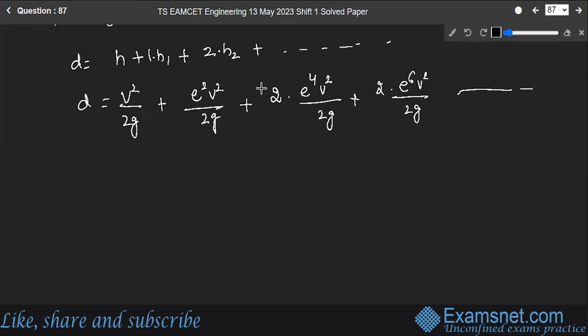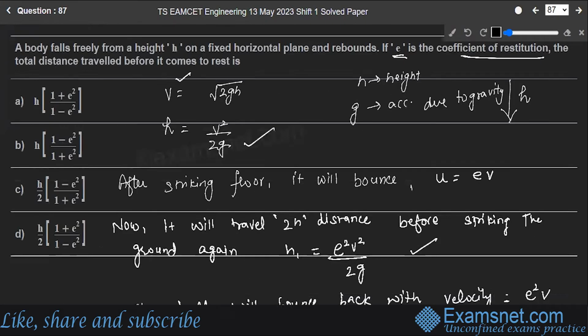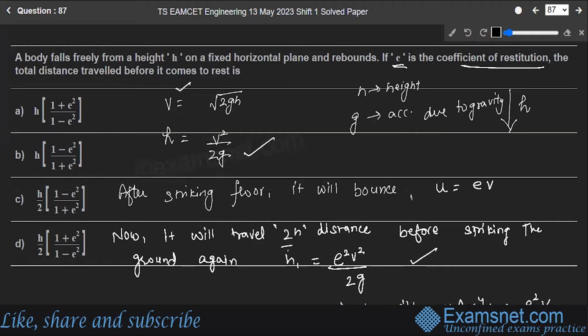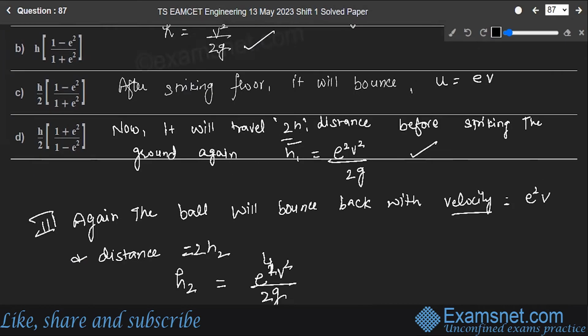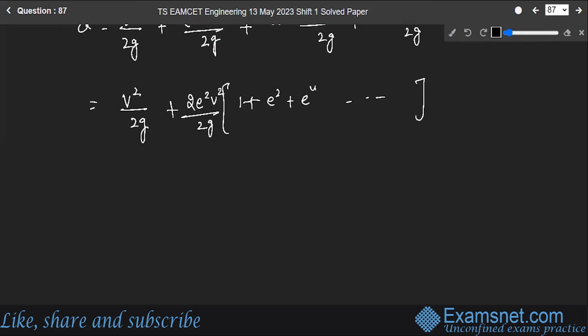So this will be equal to v square upon 2g. I'm keeping it here, and also taking common from here. As a correction, there will be 2 over here, because when it bounces back, it will travel a distance of 2h1 actually. So over here, now I'm taking common 2e square v square upon 2g. So this is 1 plus e square plus e power 4, and so on. And now this is the GP series with a as 1 and r as e power 2.